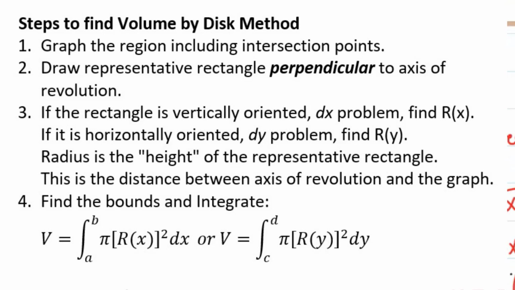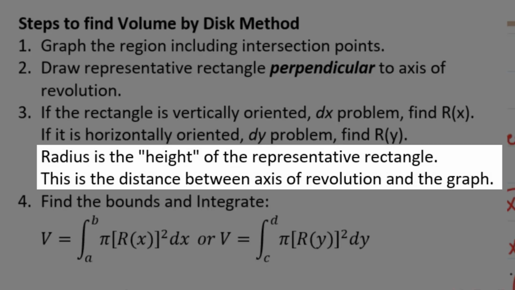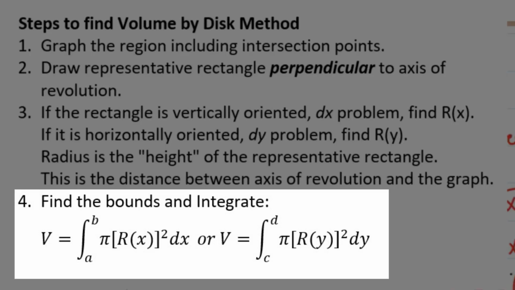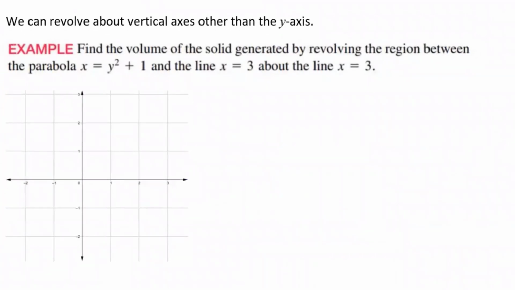Okay, now what do I mean by the radius r of x? That's the distance from the axis of revolution to the other side of the region, to the curve. Then we have to find our bounds and integrate, and the formula looks like this. If it's a dx formula, it looks exactly the same, but just with y's in it if it's a dy formula. Okay, this one says find the volume of the solid generated by revolving the region between the parabola x equals y squared plus 1 and the line x equals 3 about the line x equals 3.